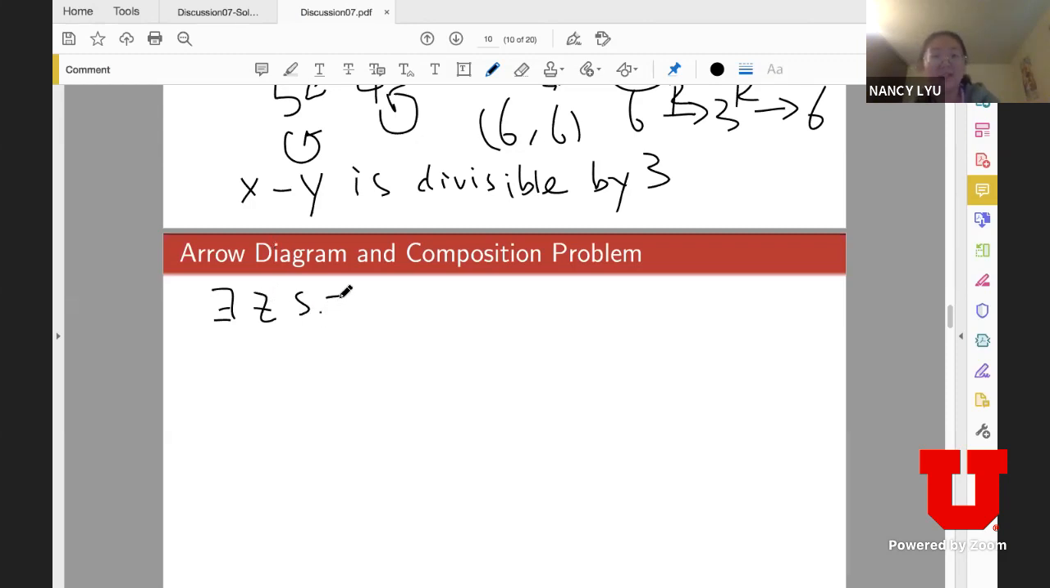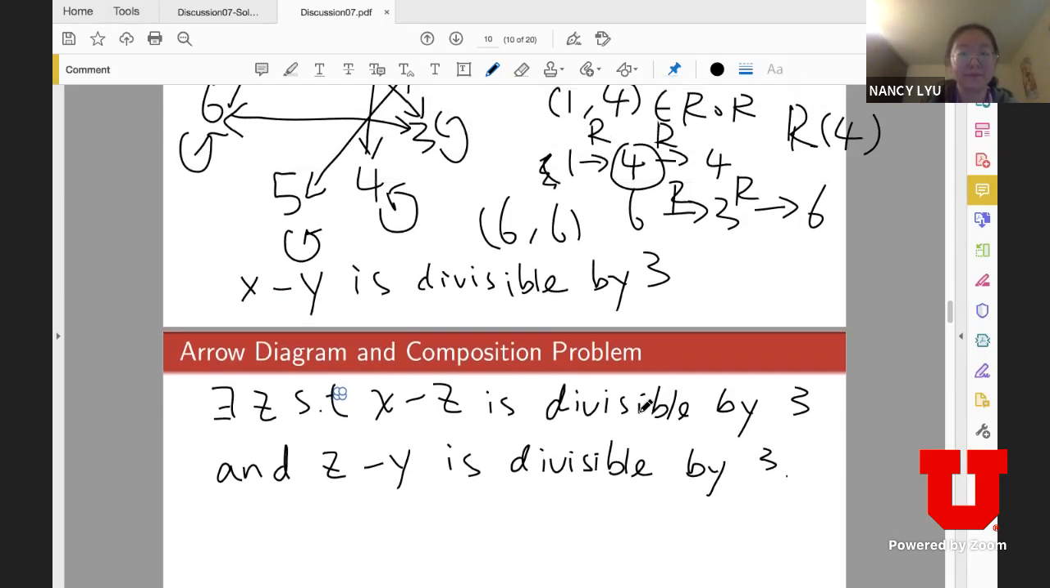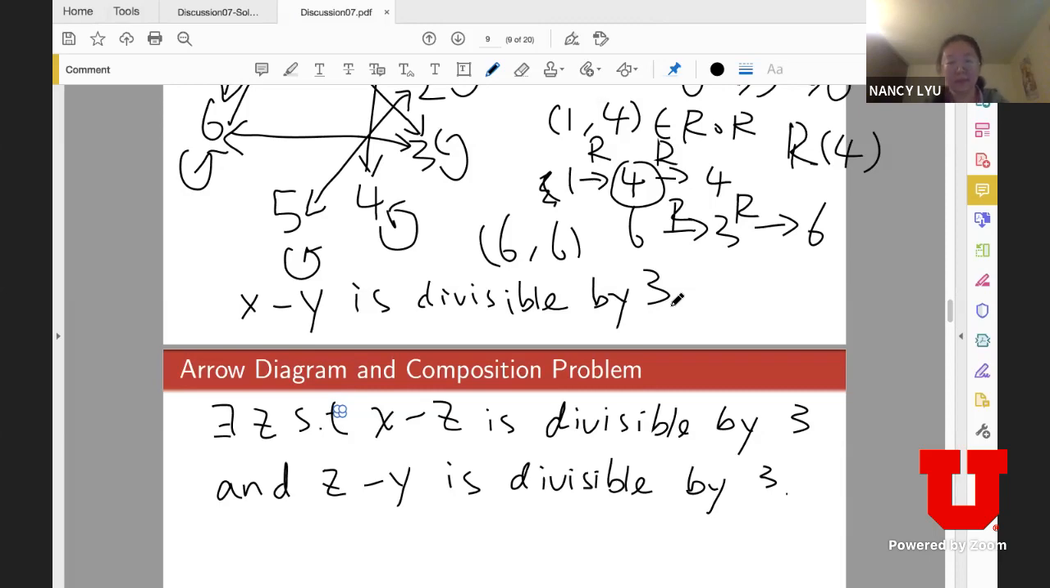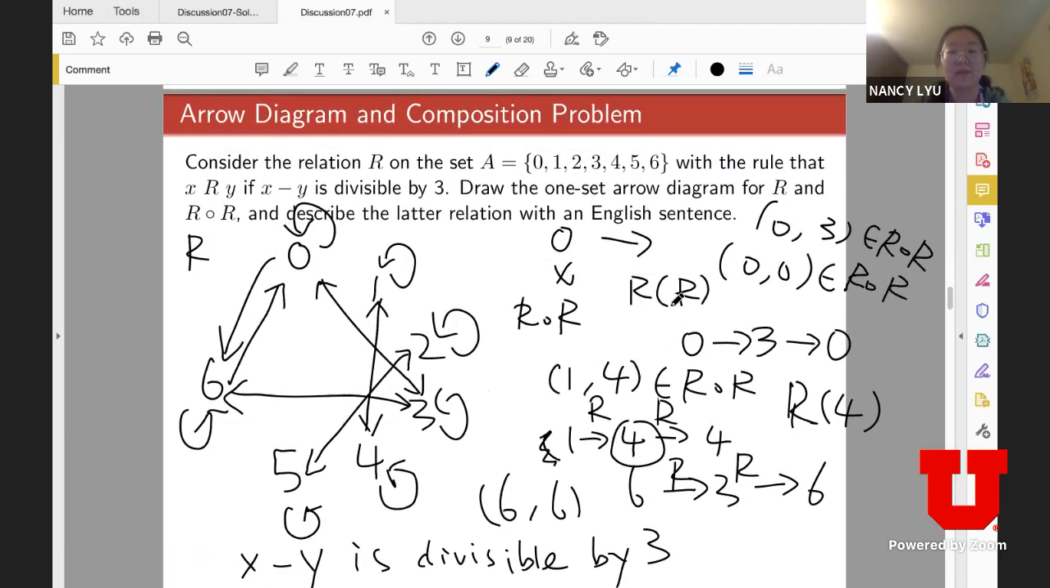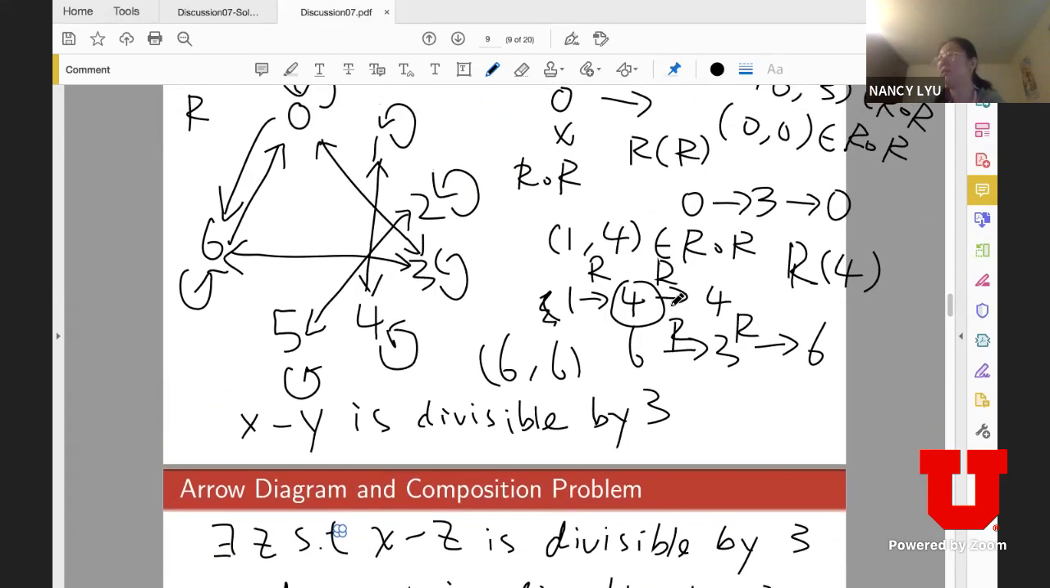Okay, so there exists z such that x minus z is divisible by 3, and z minus y is divisible by 3. Okay, so we're done with this one. Any question before we move on?